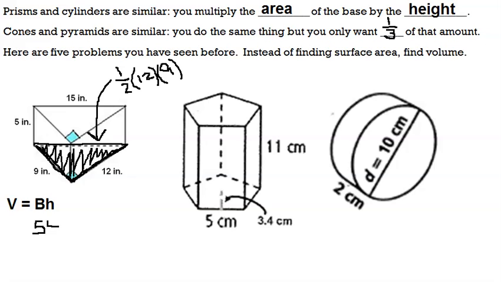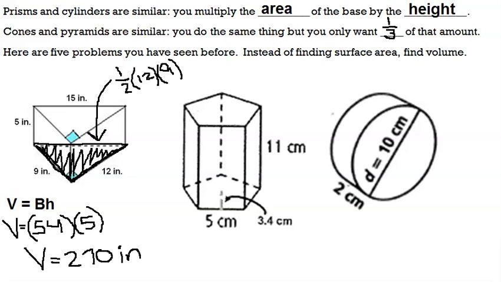times 12 times 9, which would be 54. So the volume of this will be 54, because that is big B, that is the highlighted area, times the height of the prism, which is 5. 54 times 5, throw it in your calculator, and you get 270. And remember, volume, we're talking about how much stuff we can fit inside of it, so it's actually cubic inches. So now we are introducing that exponent of 3 as we go and as we are making our labels.